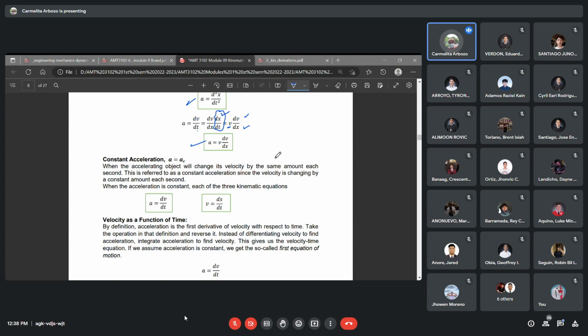Kasi yung dv over dx is meter per second divided by meter yan. So, ang matitira dyan times meter per second. So, ano mangyayari dito? Meter per second times inverted divisor, meter. Ito pupunta rito. Then, meter per second. So, ito magka-cancel out. So, ito mag-multiply sila. Kaya meter per second squared.